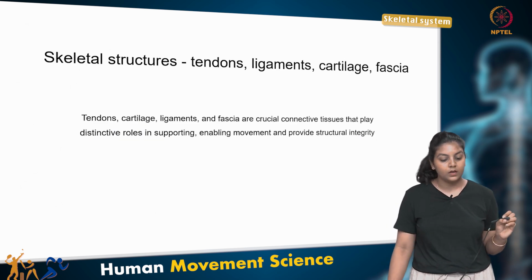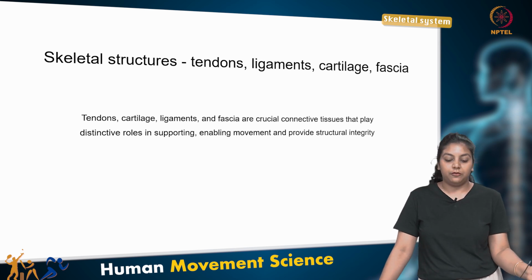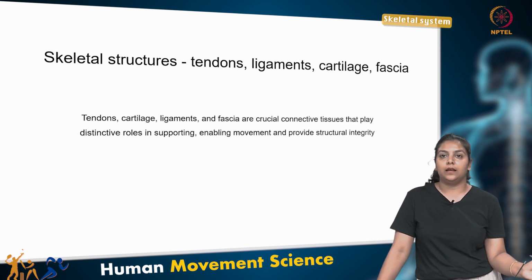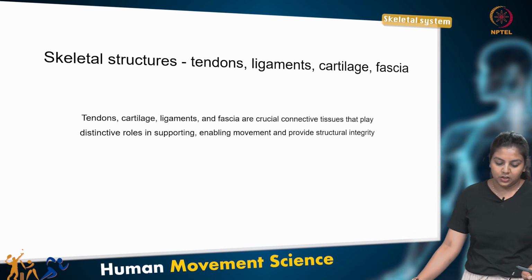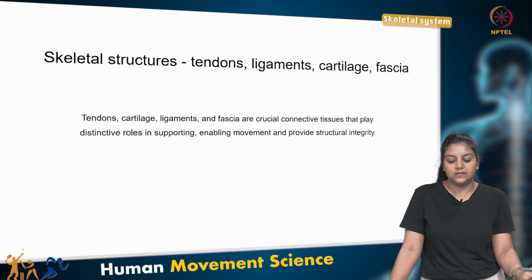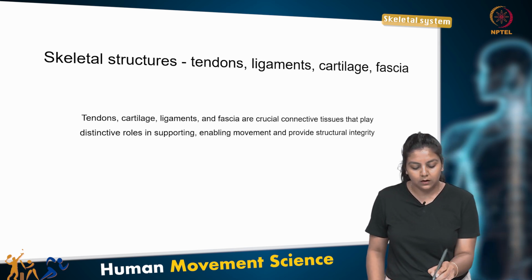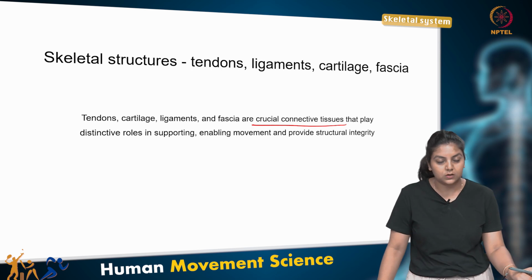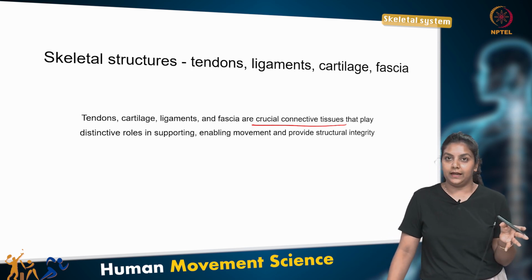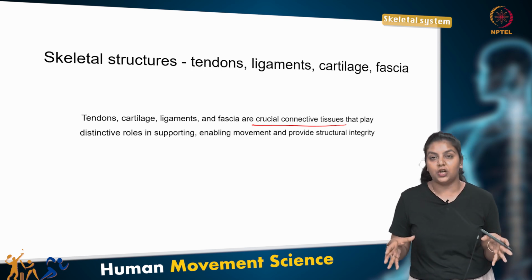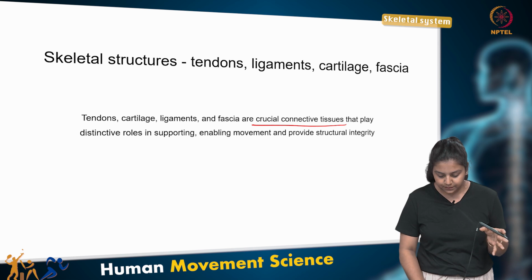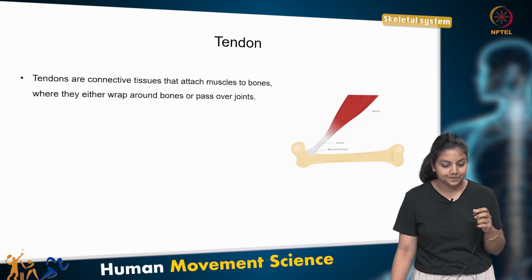Now that we have looked at bones, type of bones, let's look at some of the structures that we mentioned earlier and came across earlier, which are tendons, ligaments, cartilage and fascia. So as you can see here in the image, tendons, cartilage, ligaments and fascia are quite crucial connective tissues. So they all have a very distinct role that they play, but commonly they support and enable movement and provide structural integrity similar to what the bone does.